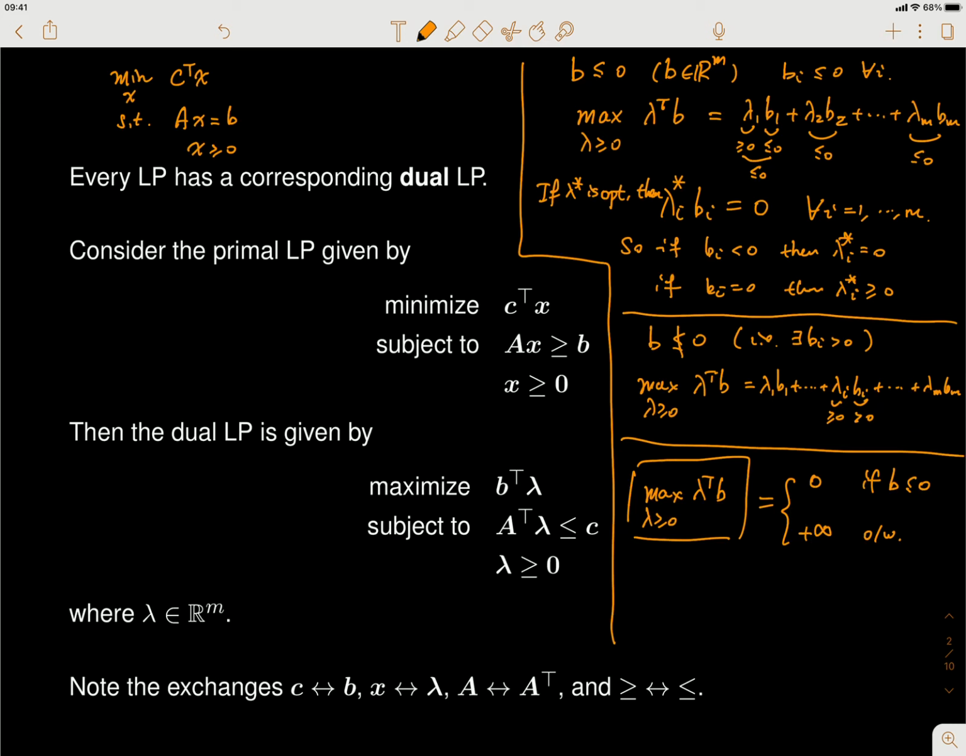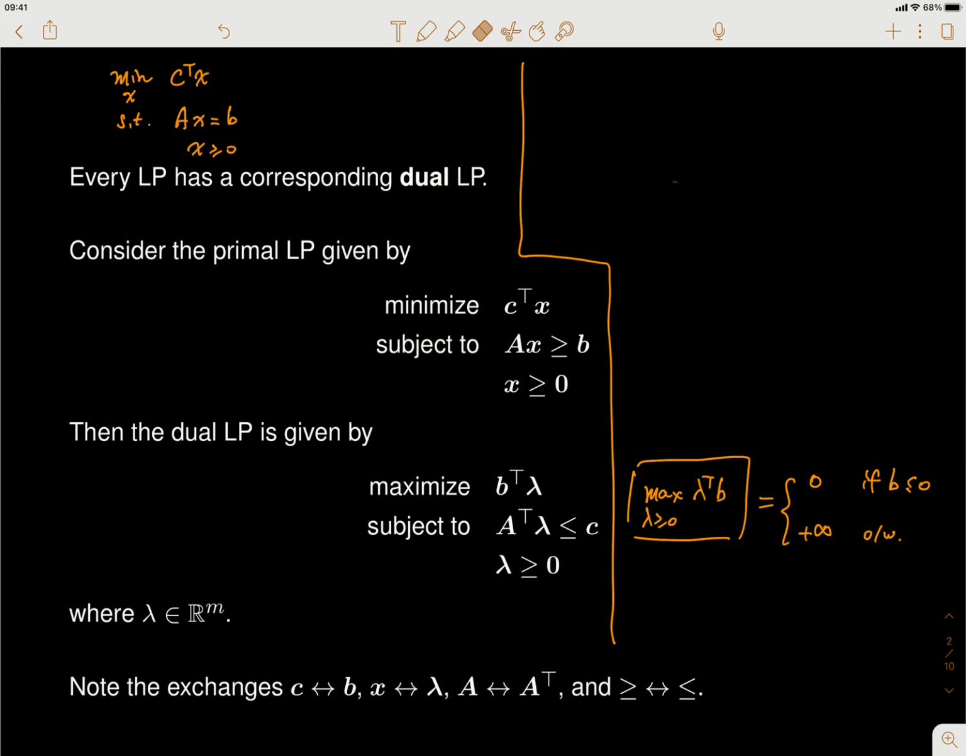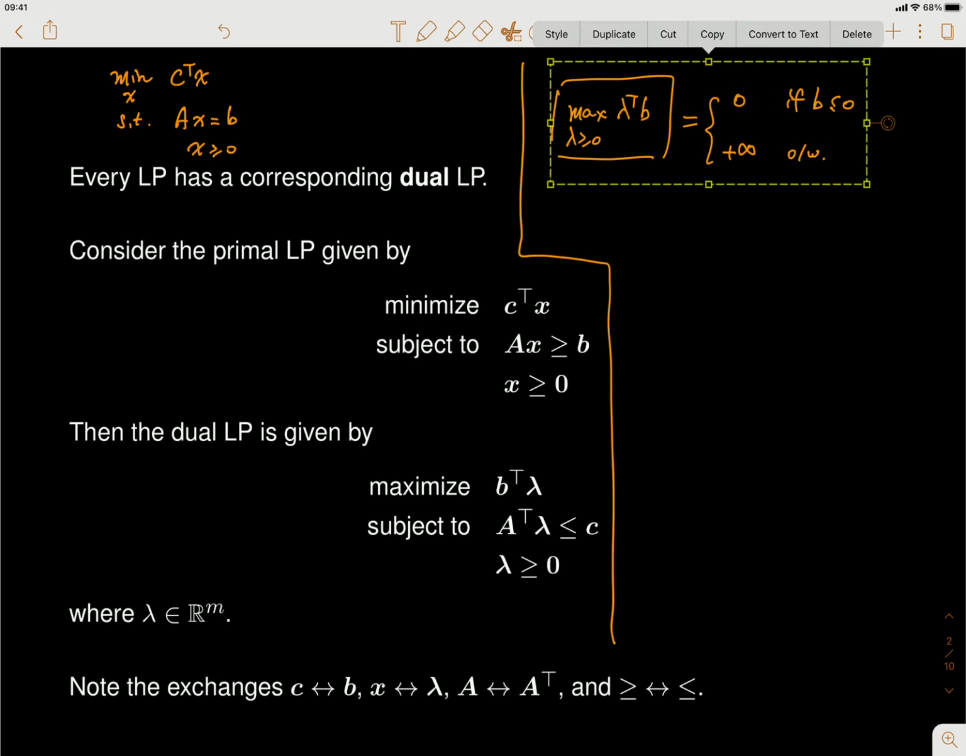Now, how is this related to the original problem, the primal problem, the linear program, and its dual? Here's the connection between them. Let me erase the derivation and just keep the claim, or conclusion, at the bottom. Now we have this. Let me move this to the top. So I have this information now.